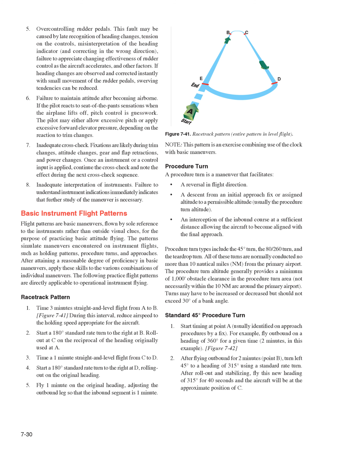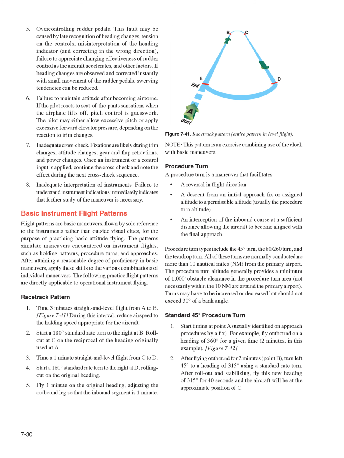Procedure turn types include the 45 degrees turn, the 80/260 turn, and the teardrop turn. All of these turns are normally conducted no more than 10 nautical miles (nm) from the primary airport. The procedure turn altitude generally provides a minimum of 1,000 feet obstacle clearance in the procedure turn area, not necessarily within the 10 nautical mile arc around the primary airport. Turns may have to be increased or decreased but should not exceed 30 degrees of bank angle.